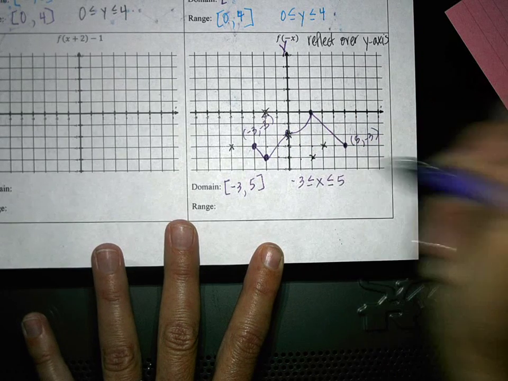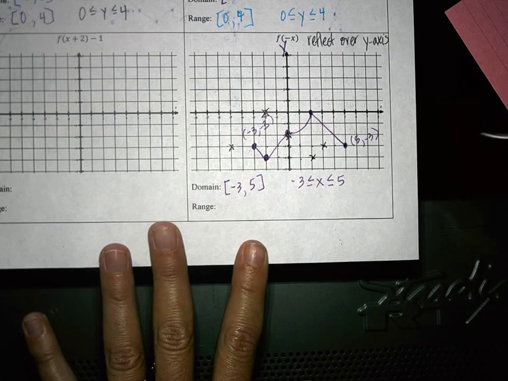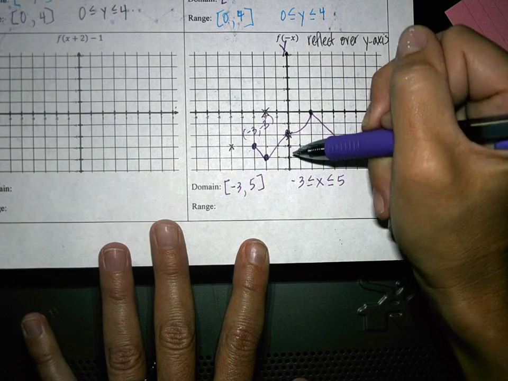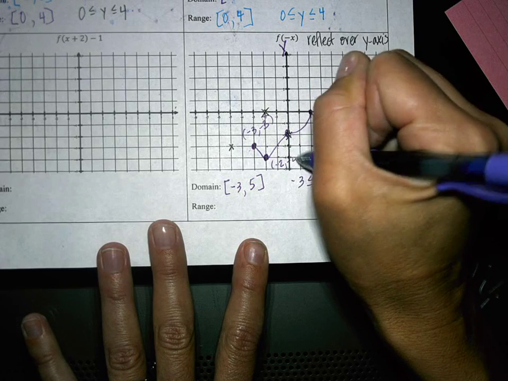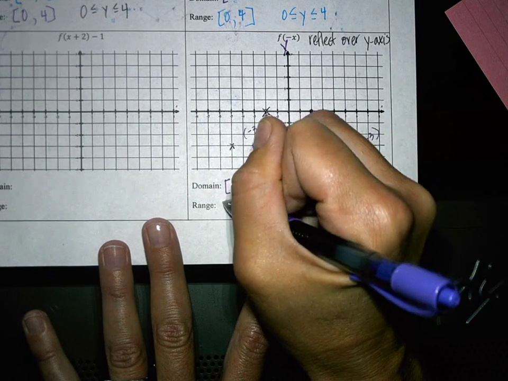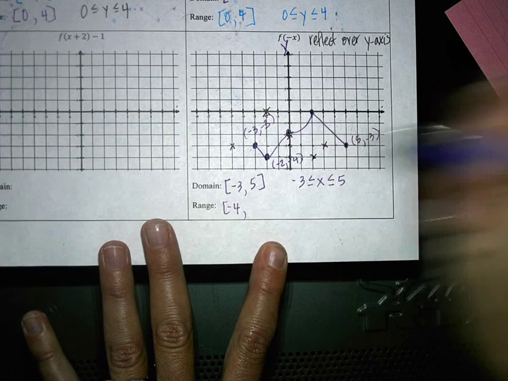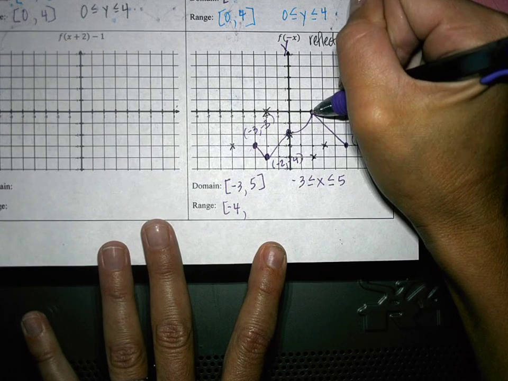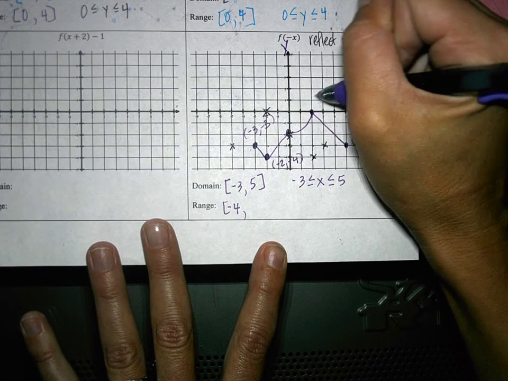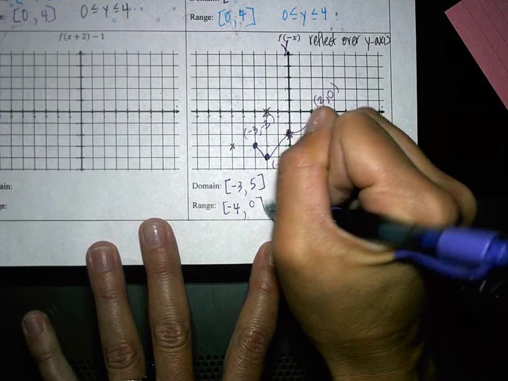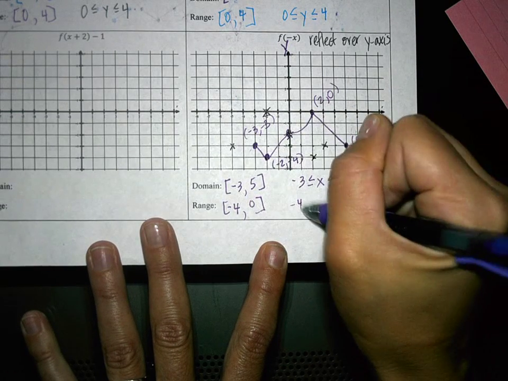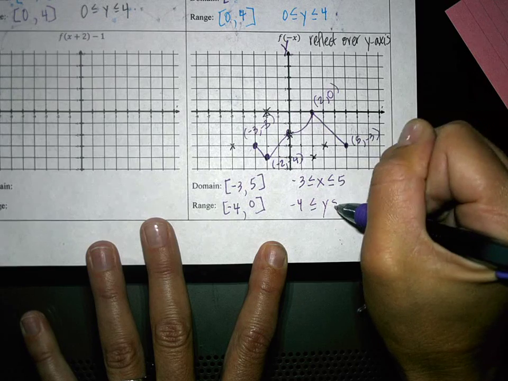For your range going up, the smallest range value down here is at -2, -4. So we only deal with the y, so that is at -4. This point right here is the highest y value, and that point is at 2, 0, and we only take the y value, so that is at 0. -4 is less than or equal to y is less than or equal to 0. Any questions?